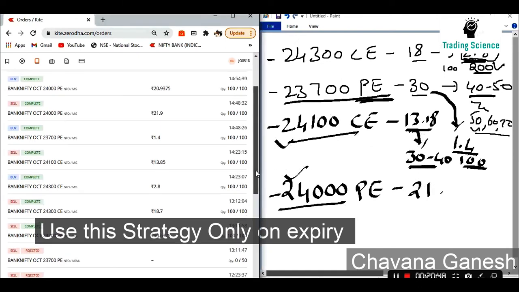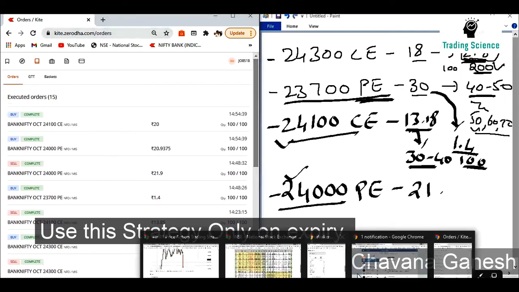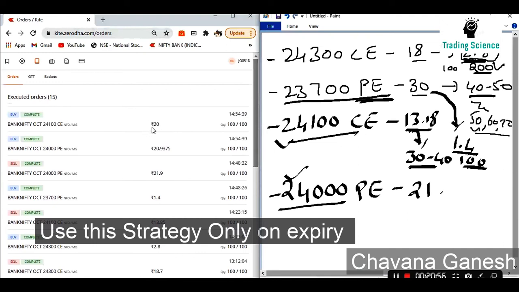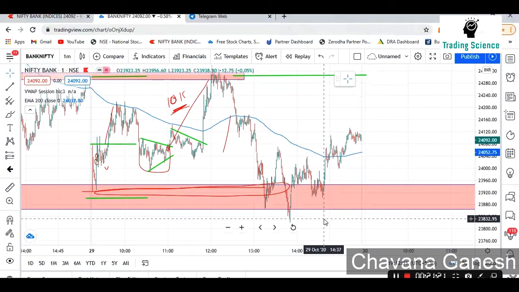I was waiting for the market to go sideways, but you can see in the chart why I exited at 20:20. You can see both positions I exited at 20:20. Why did I exit? The reason is that booking the profit is not important, and skipping our losses is very important.